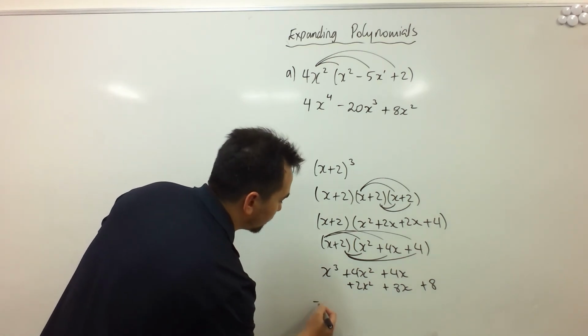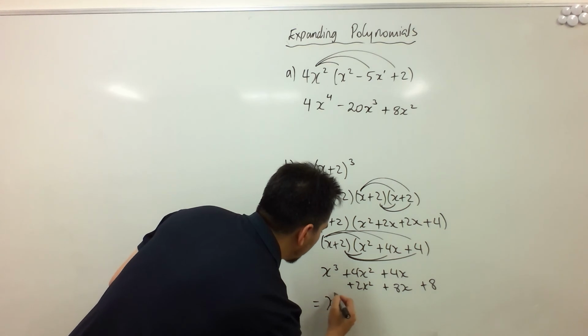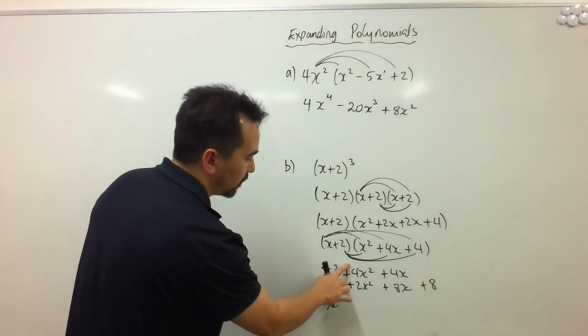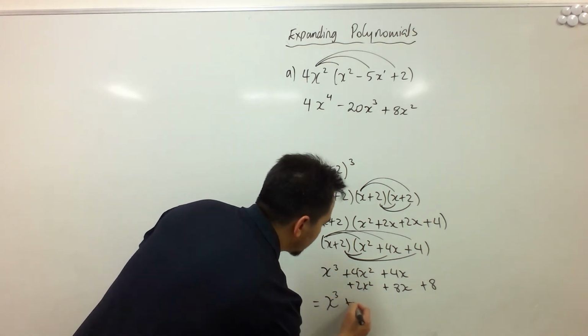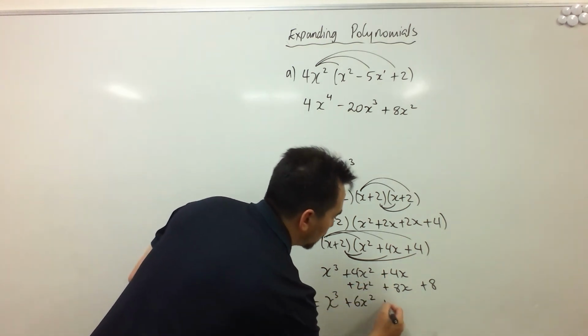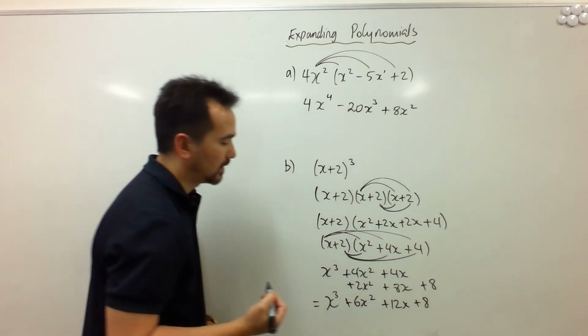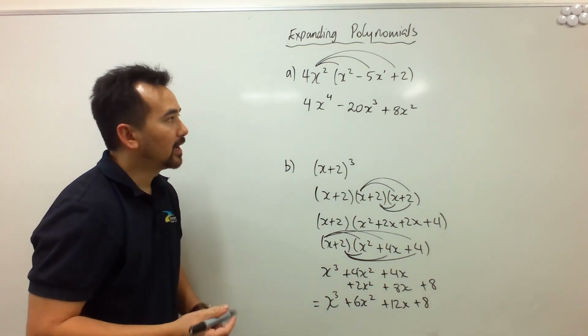Okay. So all of this now comes to x to the power 3. 4 plus 2 makes 6x squareds. 4 plus 8 makes 12 x's. And I have a constant 8. And that's expanding polynomials.